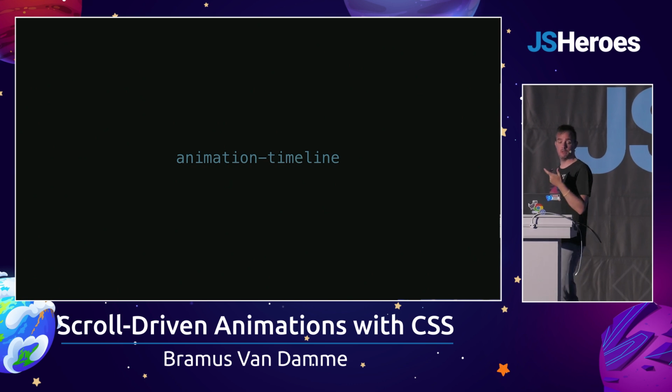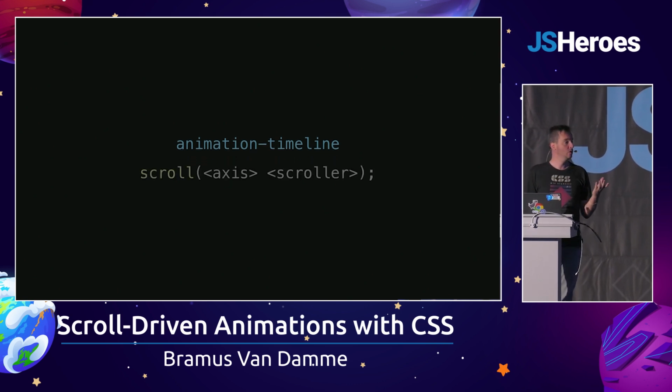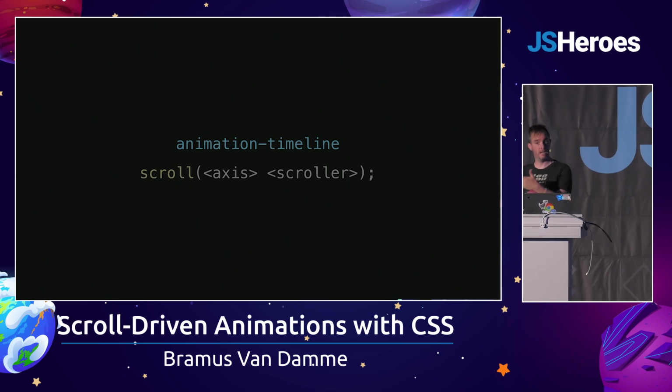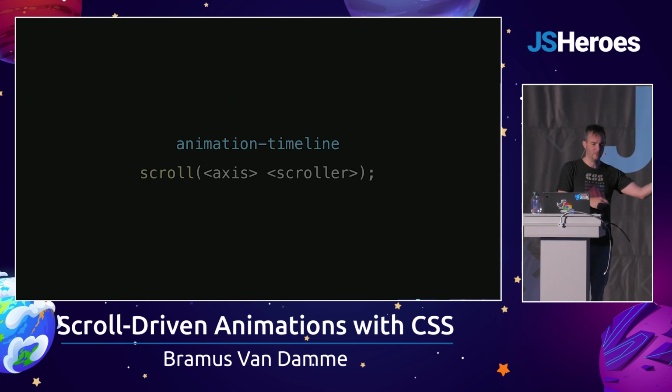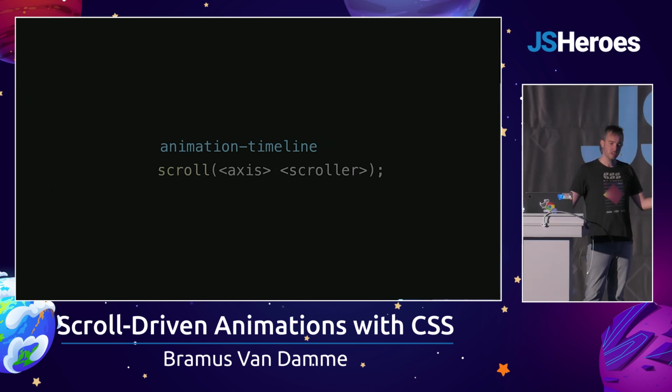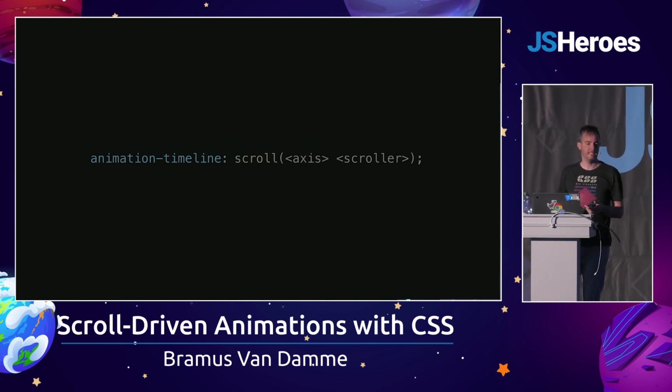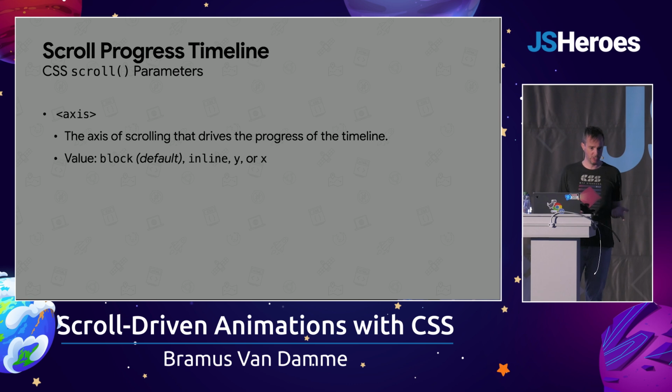And to create one that responds to scroll, we have a new function available in CSS, which is named scroll, that accepts 2 arguments, the axis and the scroller. And this will create a scroll timeline that tracks the scroller's progress and then automatically updates the animation to it. So you combine the 2, animation timeline, and then scroll, something, the axis and the scroller. The parameters look like this.